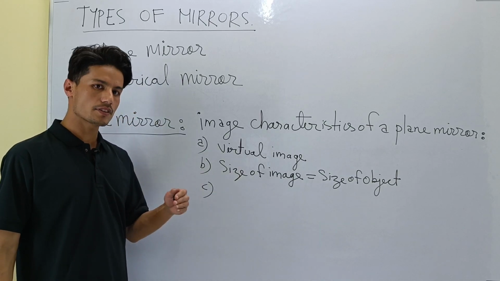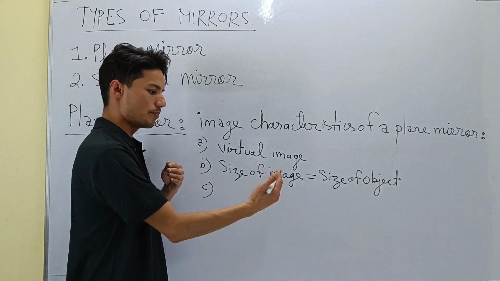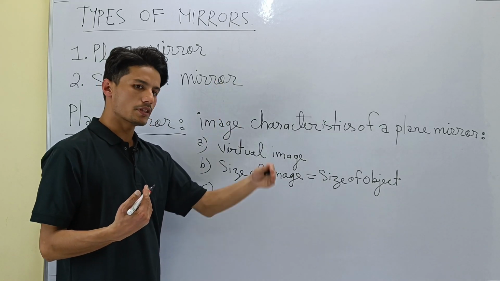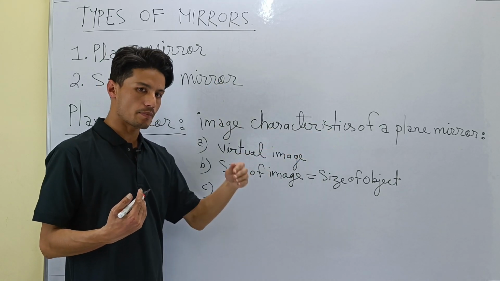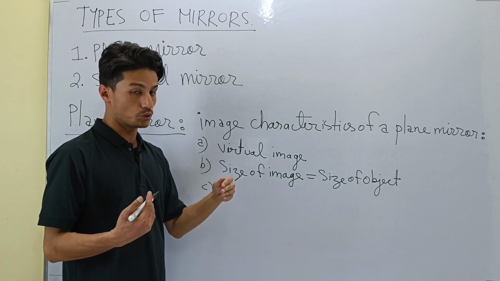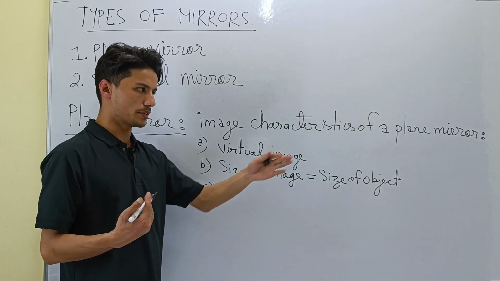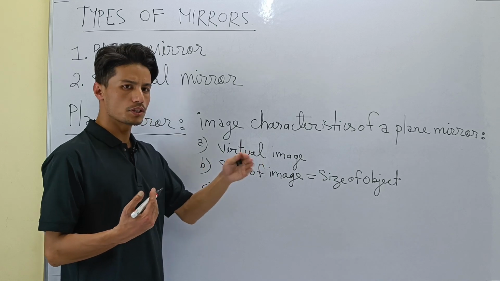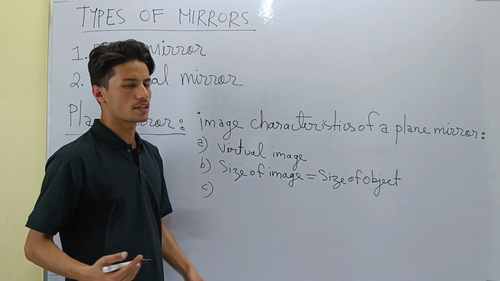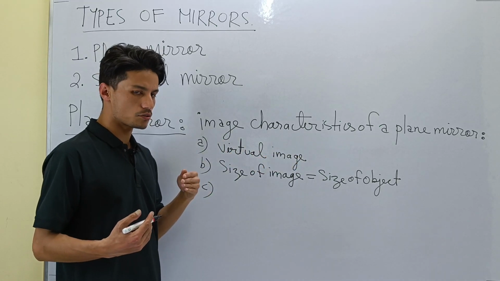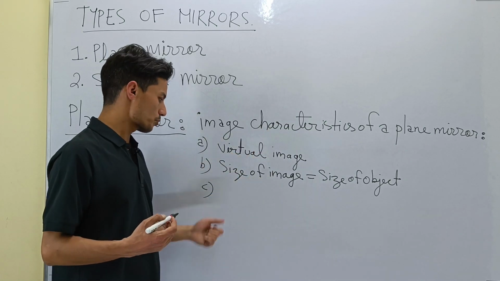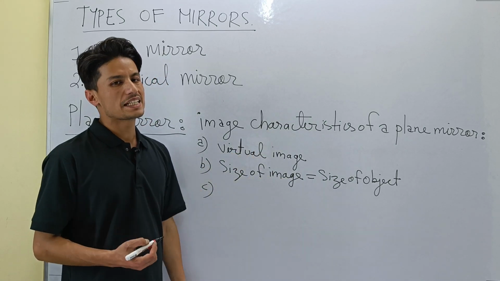Even the distance between the mirror and the object is equal to the distance between the mirror and the image. Remember, we cannot go inside the mirror, but if we draw the ray diagrams, we come to know that the image distance and the object distance are also the same. So we can write object distance is equal to image distance.